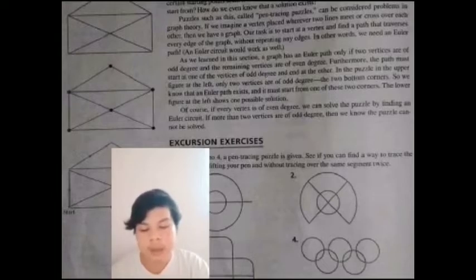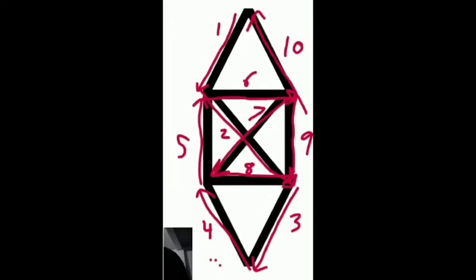Of course, if every vertex is of even degree, we can solve the puzzle by finding an Euler circuit. If more than two vertices are of odd degree, then we know the puzzle cannot be solved. If you can find a way to trace the shape without lifting your pen and without tracing over the same segment twice, it only takes 10 steps in the interaction at the middle.